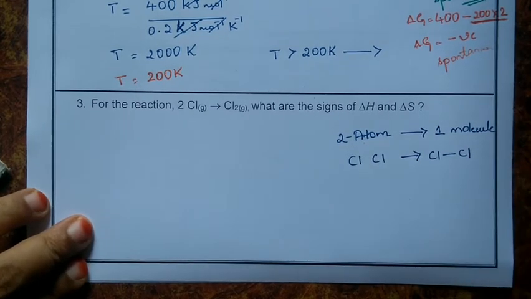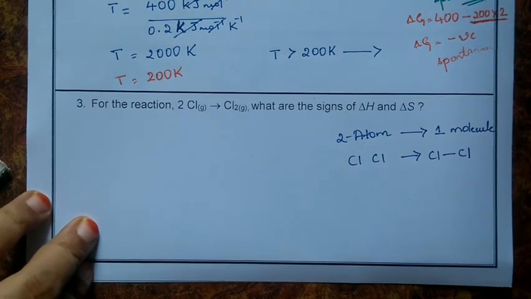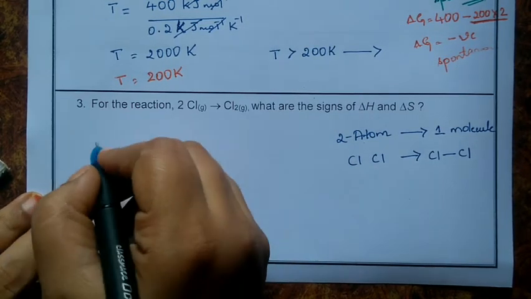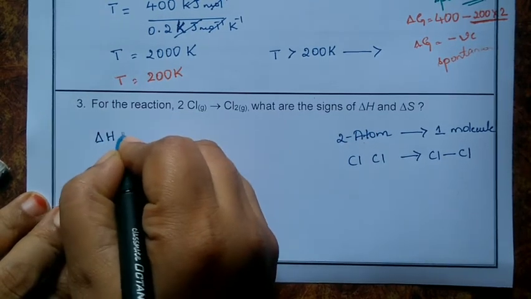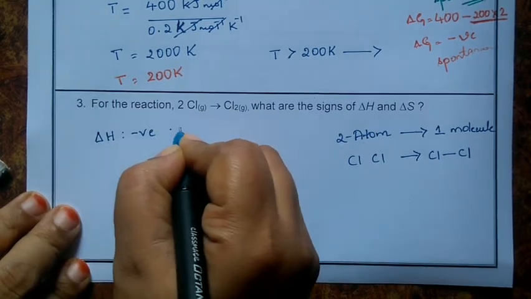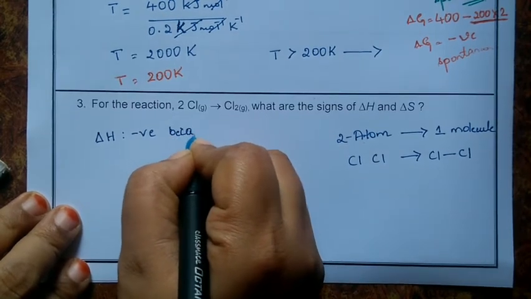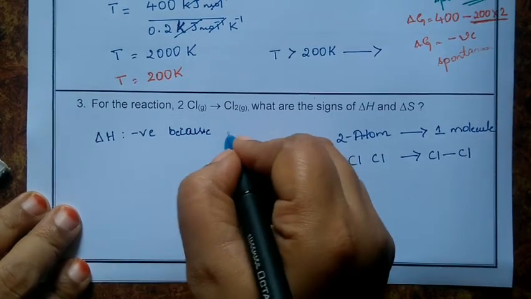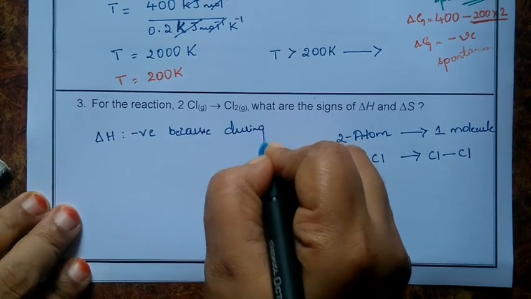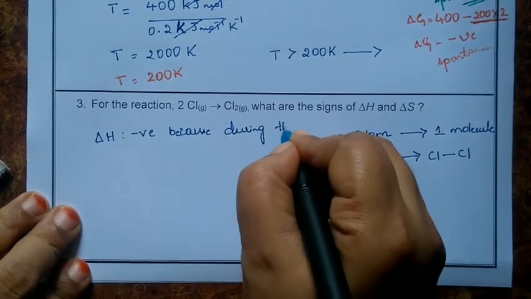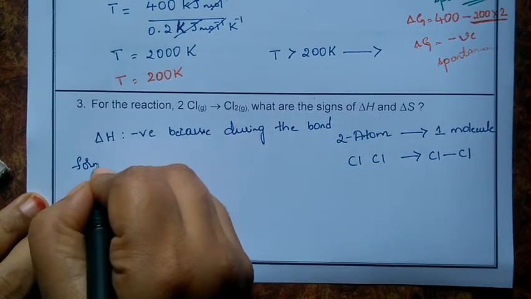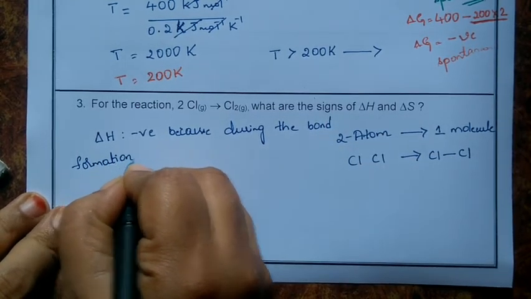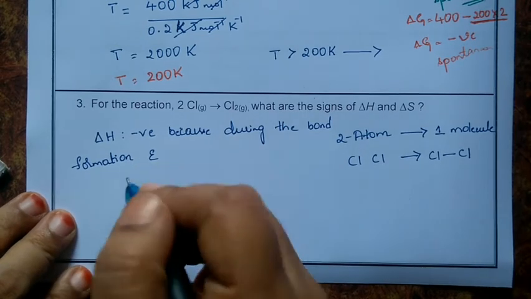Whenever there is a bond formation, delta H will be negative. So why is delta H negative? Delta H is negative because during the bond formation, energy is released.